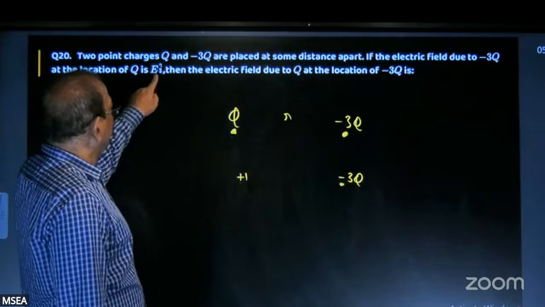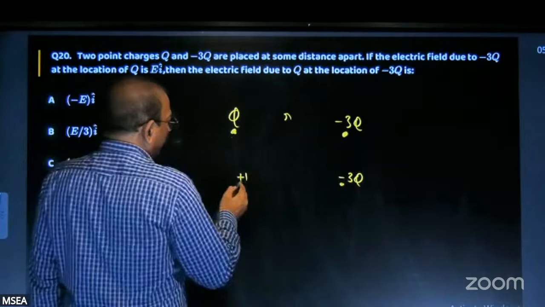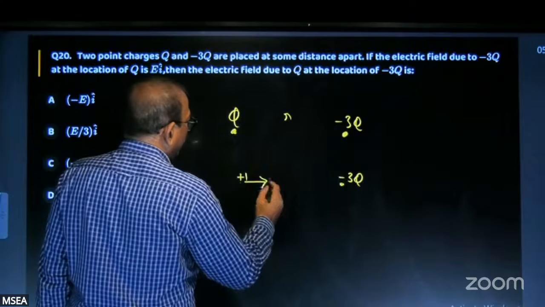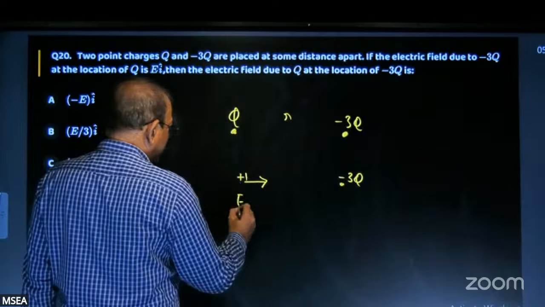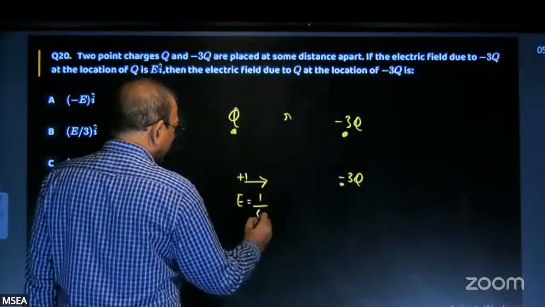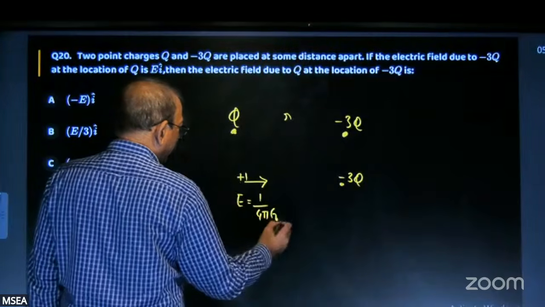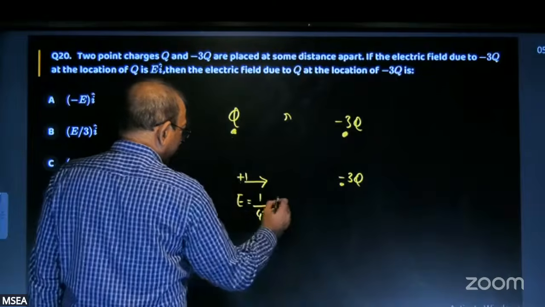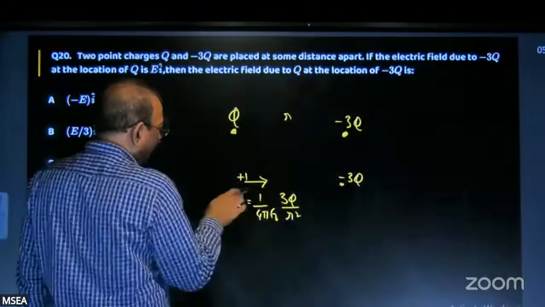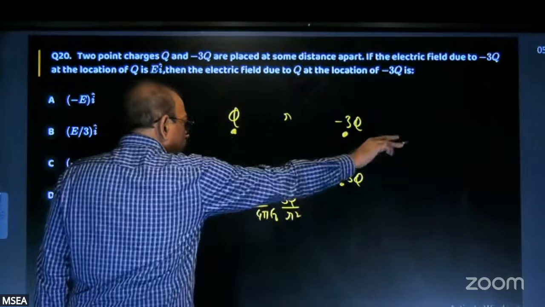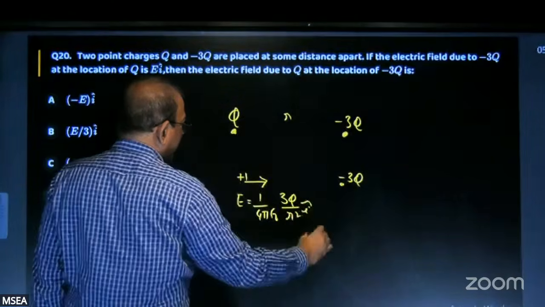That is given as E. What force will it experience? Attraction force towards that negative charge. And this E value is how much? 1 by 4 pi epsilon naught, 3q by r square. And this is acting along the positive x-axis. That's why he is writing i cap.